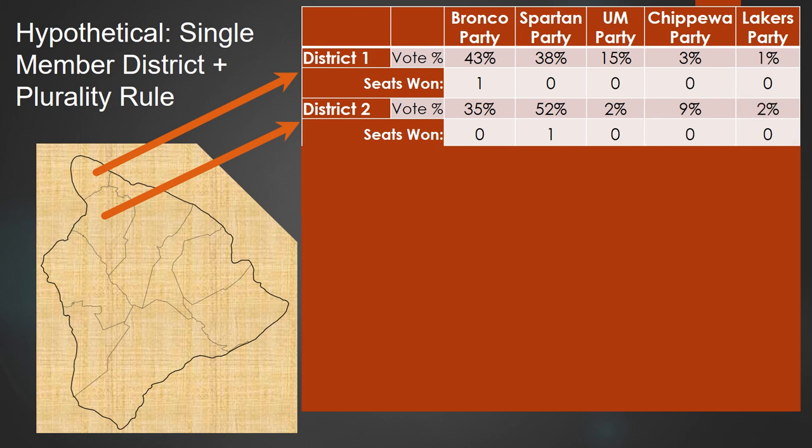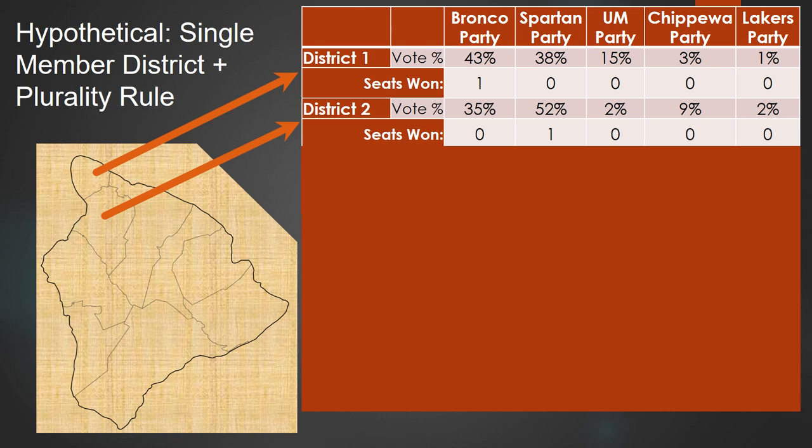Now let's look at District 2. In District 2, we have a slightly different system because the lines have been drawn differently. We've got different pockets of population. And so the Bronco Party candidate wins 35%. The Spartan Party wins 52%. That's for my son because he's a Spartan fan. Michigan was 2%. Chippewas did 9%. And the Lakers did 2%. Okay. Who wins?